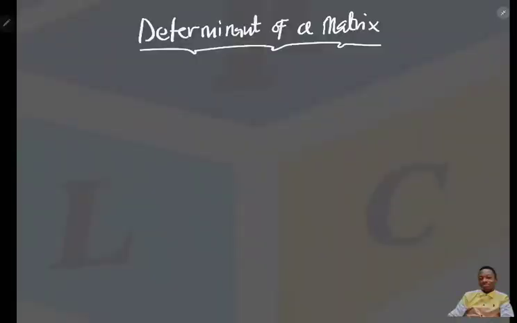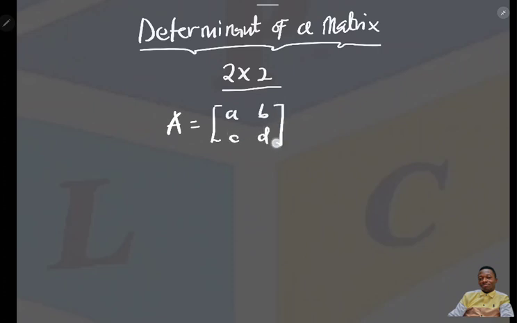So we continue our lesson on matrices by looking at the determinant of a matrix in this particular lesson video. We continue nice and slowly by looking at a 2 by 2 matrix as a beginning guide for the determinant of a matrix. Let's say we have matrix A equal to A, B, C, and D, and we are asked to find the determinant of this matrix, say A.